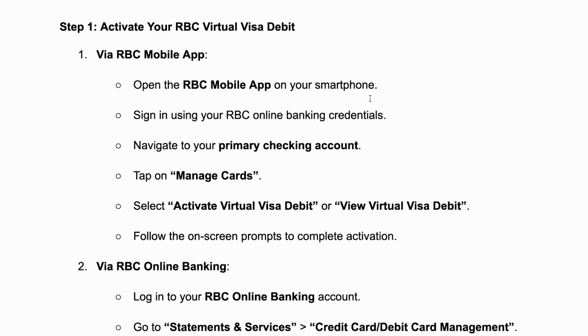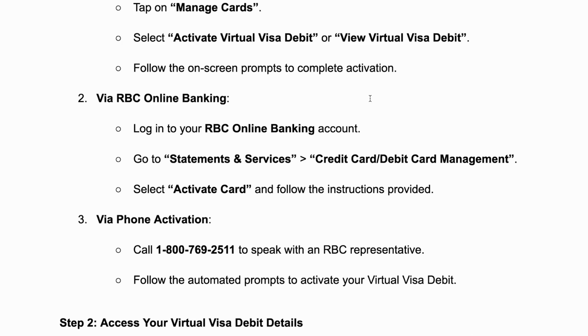How to find and use RBC Virtual Visa Debit Card. If you're using the mobile app, open up the RBC mobile app on your smartphone, log in using your online banking credentials, navigate to your primary checking account, tap Manage Cards, then select Activate Virtual Visa Debit or View Virtual Visa Debit. Follow the on-screen prompts to complete activation.